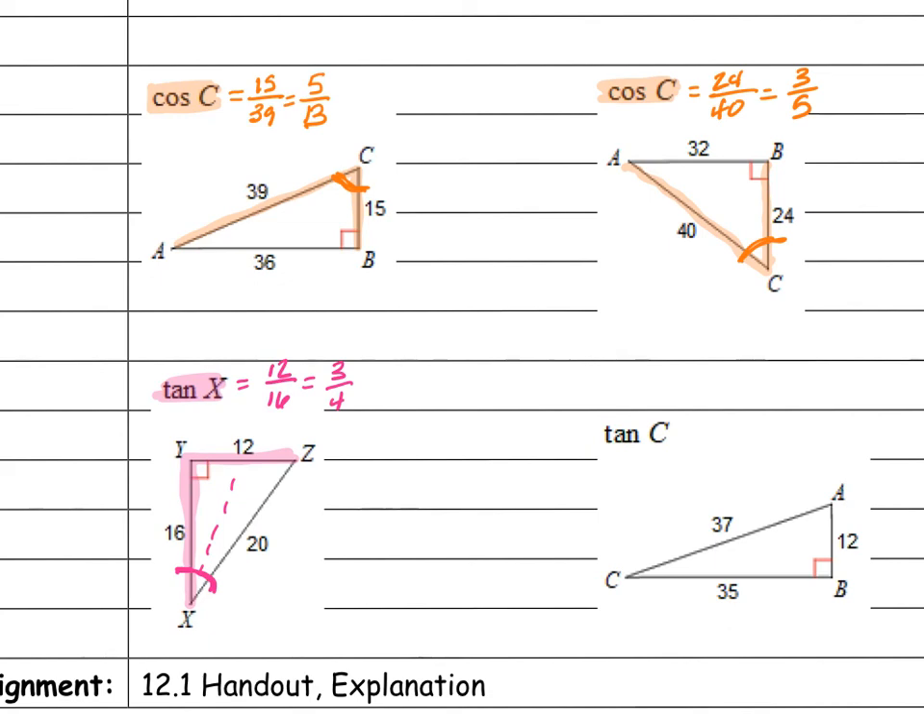And we're doing the same thing again, tangent of C. Okay, so angle C is here. And again, tangent does not include the hypotenuse. So I need the side adjacent and the side opposite. So tangent is opposite over adjacent. So here's my angle. Side opposite is 12. And adjacent is 35. And I'm pretty sure that one does not simplify. So we're done with that.